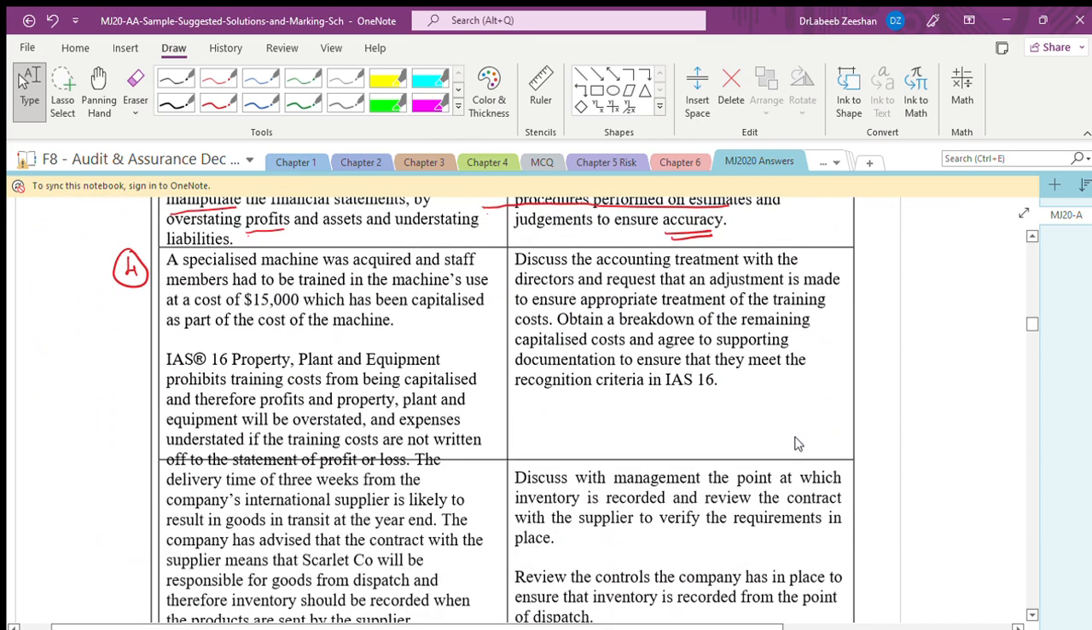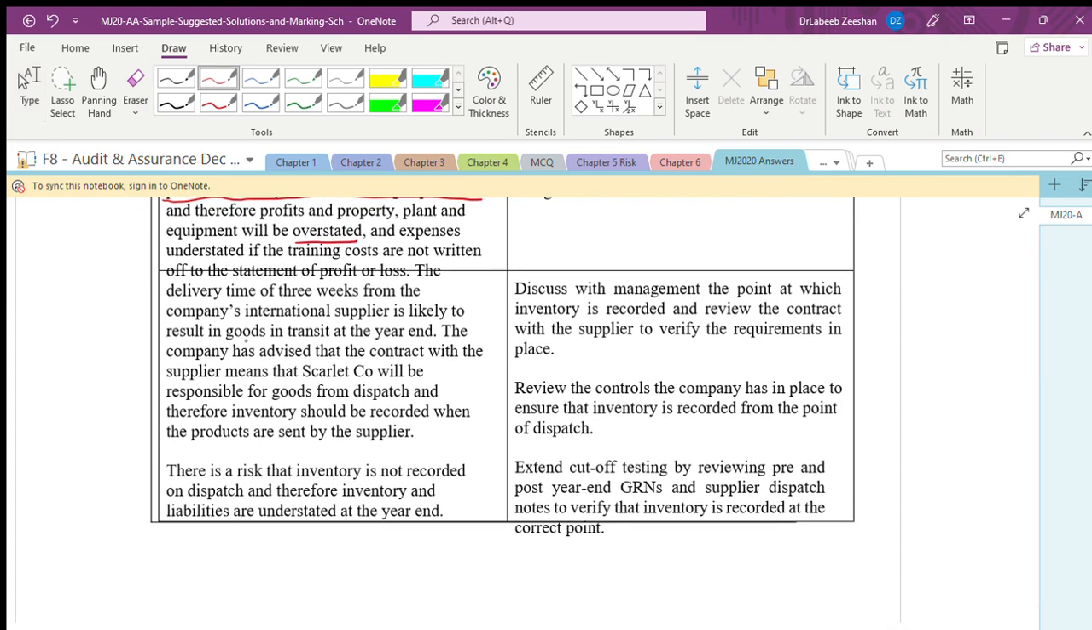That's what they are making very clear. Property, plant and equipment prohibits training cost from being capitalized. If you capitalize, it means you are increasing the value of the property, plant and equipment, and you are reducing the expenses. On one side you are increasing the asset value, and on the other side you are decreasing the expenses, if the training costs are not written off to the statement of profit and loss. This is the one point.